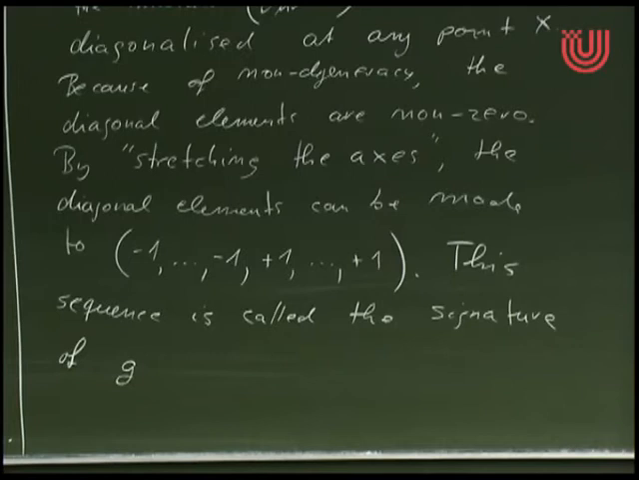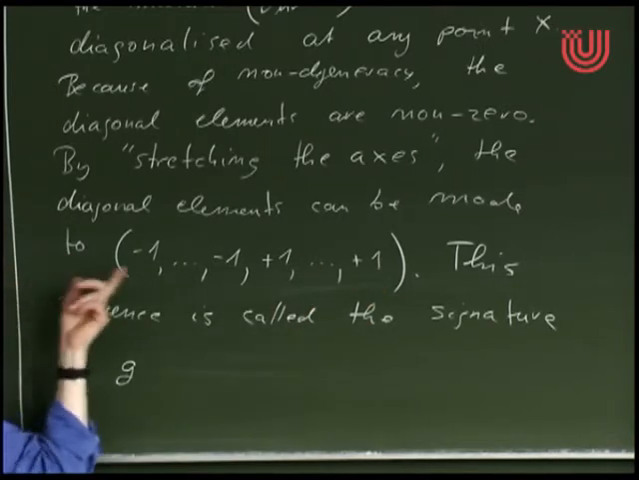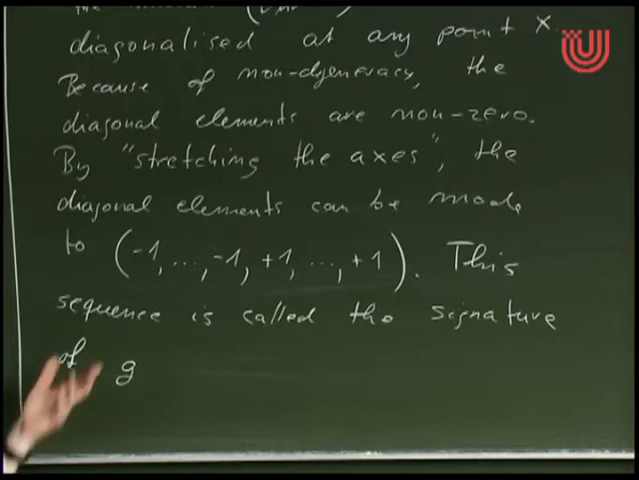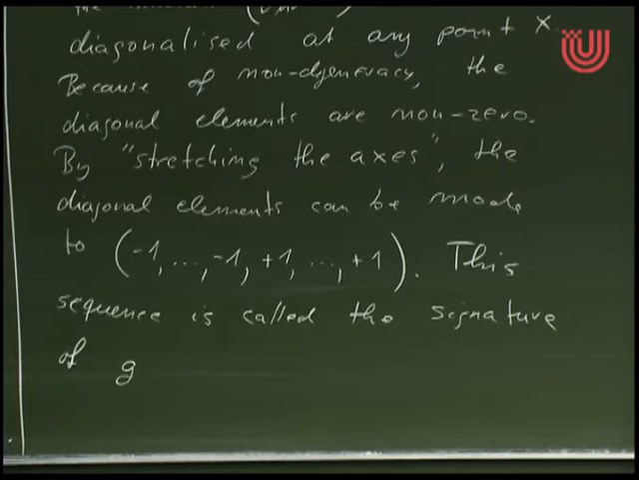Okay, this was at one point. I go to one point, I diagonalize my matrix, then I stretch the axis, and I get a diagonal matrix with this sequence. Of course, I can do this at any point. And the question is, can the sequence depend on the point? Is it possible that at one point I get 5 minus signs and 3 plus signs, and at the other point I get 6 minus signs and 2 plus signs? What do you think? Any suggestion? So the question is, can the signature depend on the point according to how we introduced pseudo-Riemannian metrics?